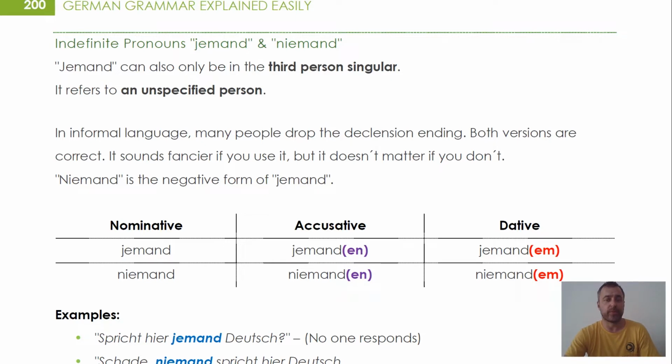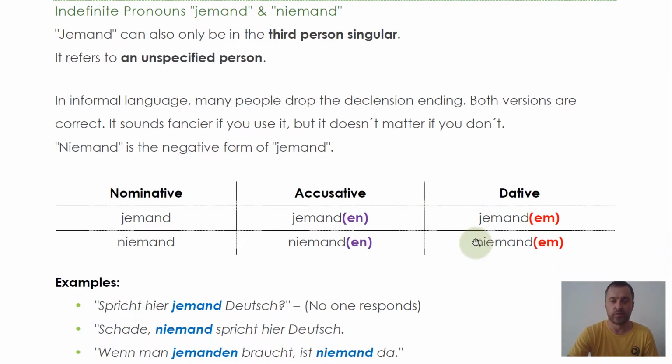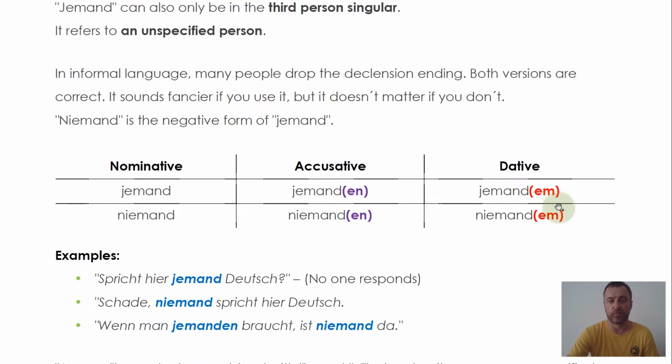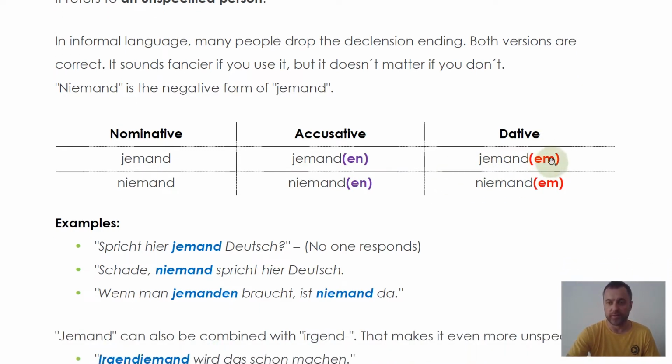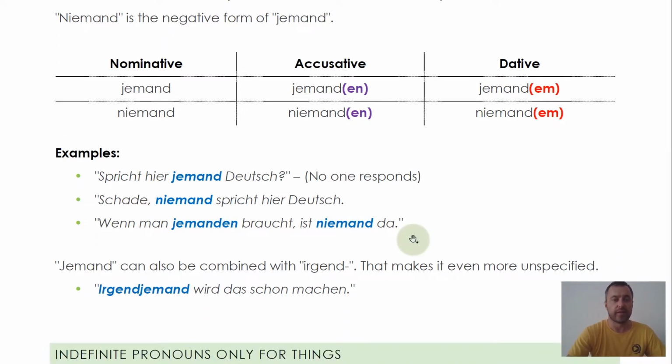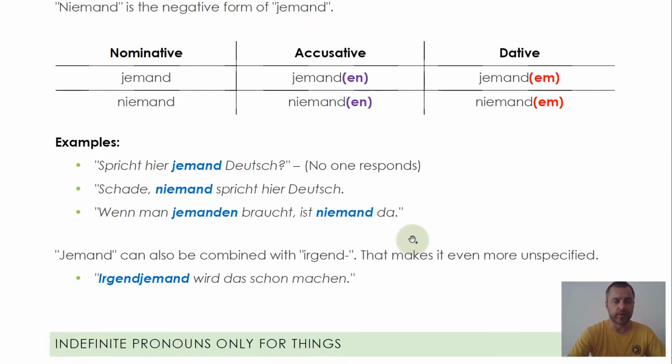If you put them there, it sounds better. It sounds more educated. But it's not wrong, and nobody will tell you it's a mistake if you don't put it there. It's both absolutely correct. Duden states both as 100% correct version. If it's accusative, you add an en, and dative an em. So, like always, m for dative, n for accusative. So, let's have a look at a few examples here.